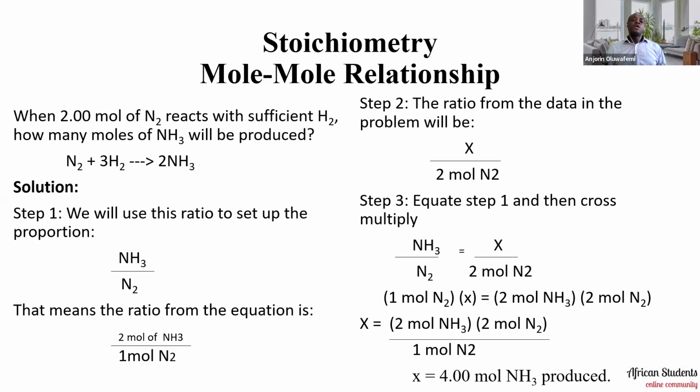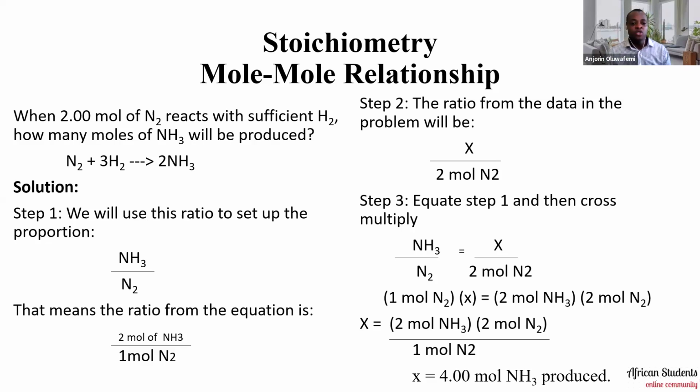Now, step 2, the ratio from the data in the problem will be what? X over 2 moles of nitrogen, because we're told that when 2 moles of nitrogen react with sufficient hydrogen, how many moles of ammonia will be produced? So from the equation, we were able to establish that it is 2 moles of ammonia combining with 1 mole of nitrogen. But from the question, we can also establish that it is X moles of ammonia, because we don't know, that will be combining with 2 moles of nitrogen.